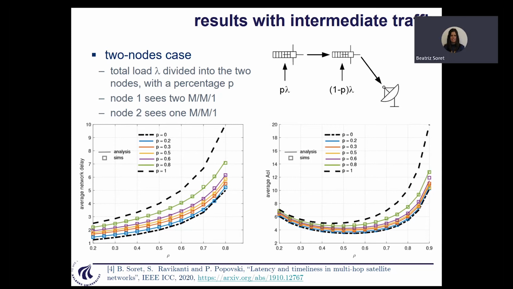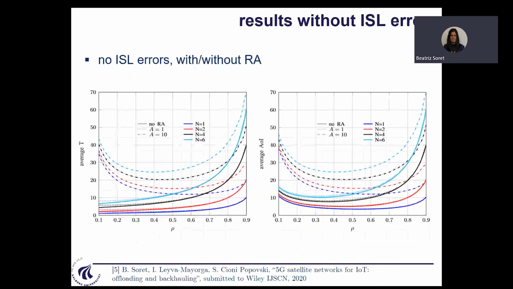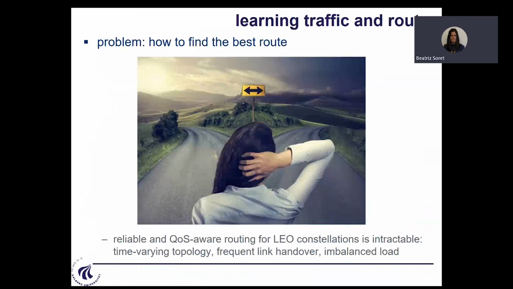I'm going to skip this because I'm running a little bit late. In our model here, we are looking at a fixed picture where we have an origin and a destination with a number of hops. But to complete this end-to-end performance study, the next step would be to look at the global constellation and at the routing, and which routing algorithms we can use. So how to find the best route for each packet.